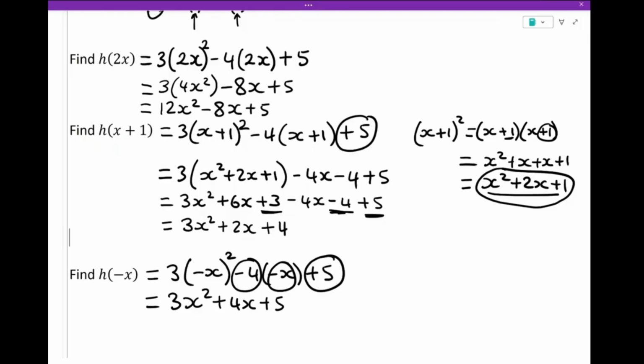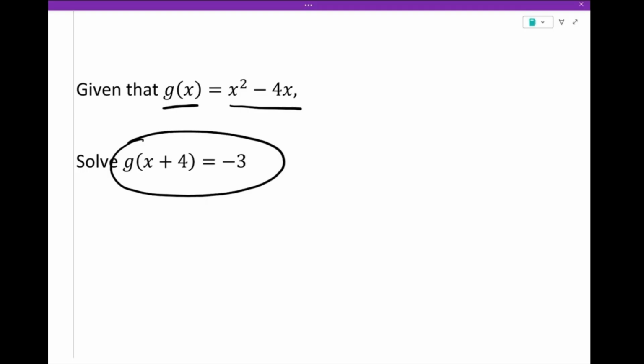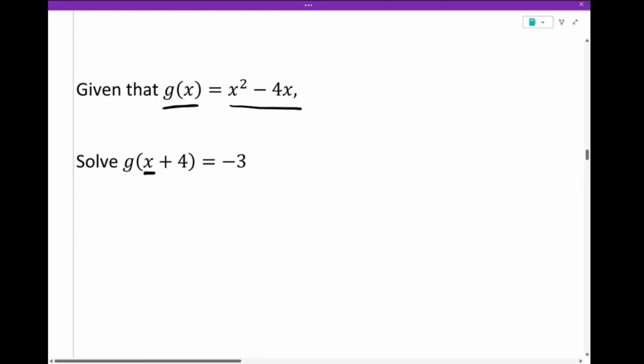Now let's have a look at a question involving solving equations. Okay, so here's our question here. We've been given a function g of x, which is equal to x squared take 4x. And then we're being asked to solve this equation down here. Now, when we're being asked to solve this equation, we're being asked to find what x is. And essentially the value of x that is going to make g of x plus 4 equal to negative 3.